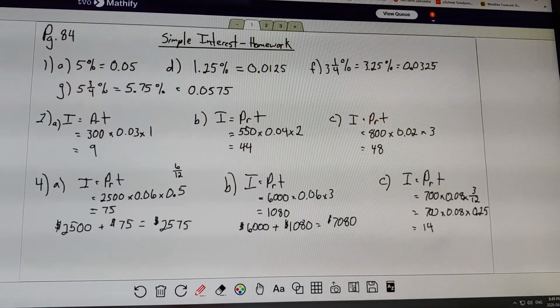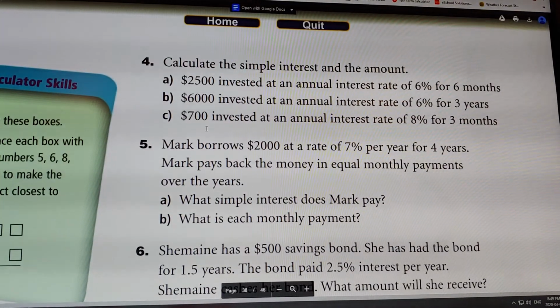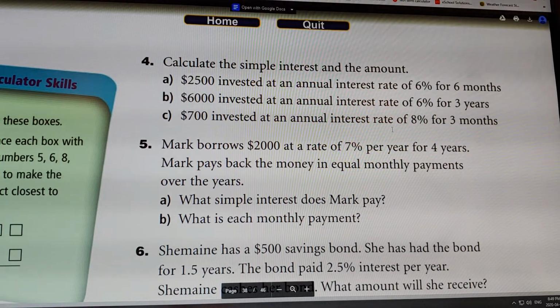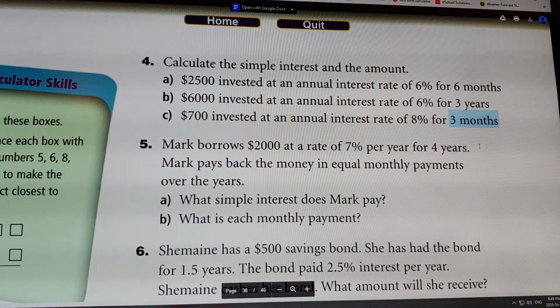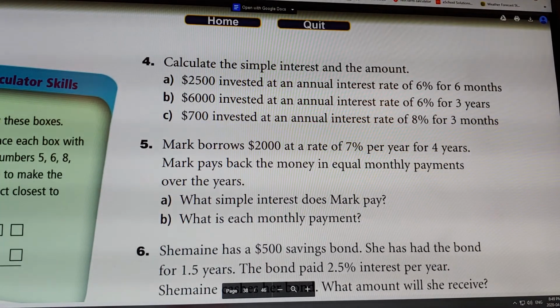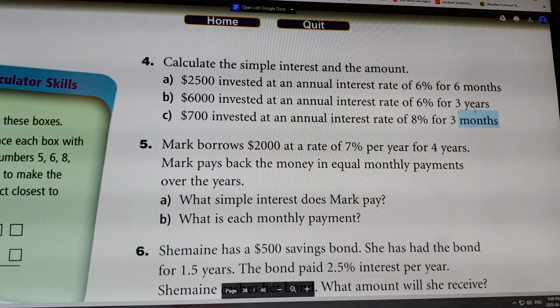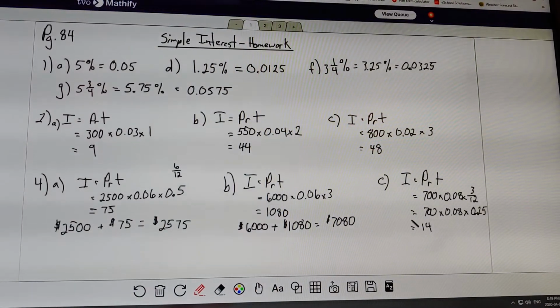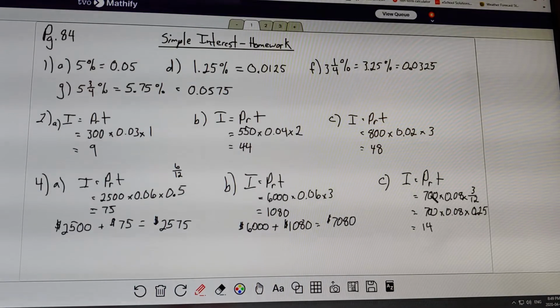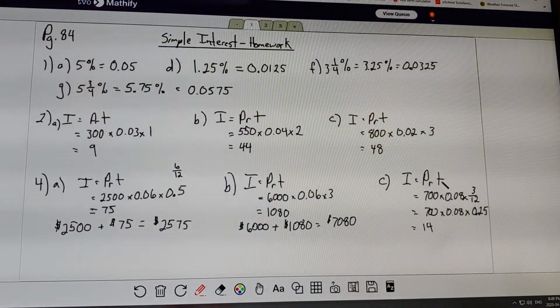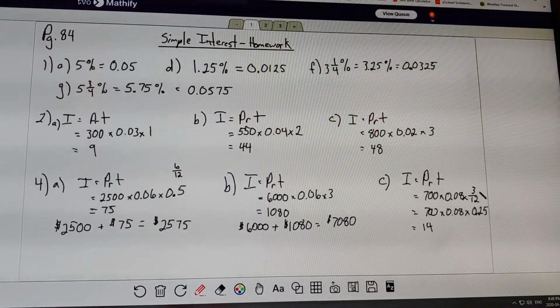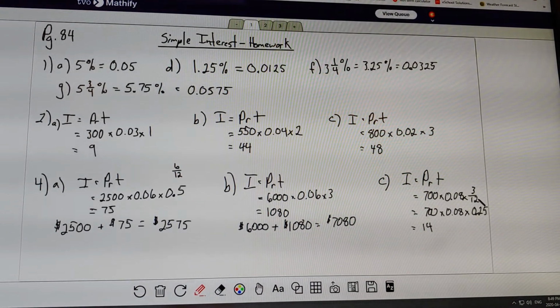Now let's flip back for a sec, look at C. $700 invested at 8% for 3 months. Be very careful about that. A lot of grade 8s miss the months and they just drop in a 3. It's not 3 years, it's 3 months. Okay? So $700 of interest at 8% for time, 3 months out of 12. 3 months out of the year.